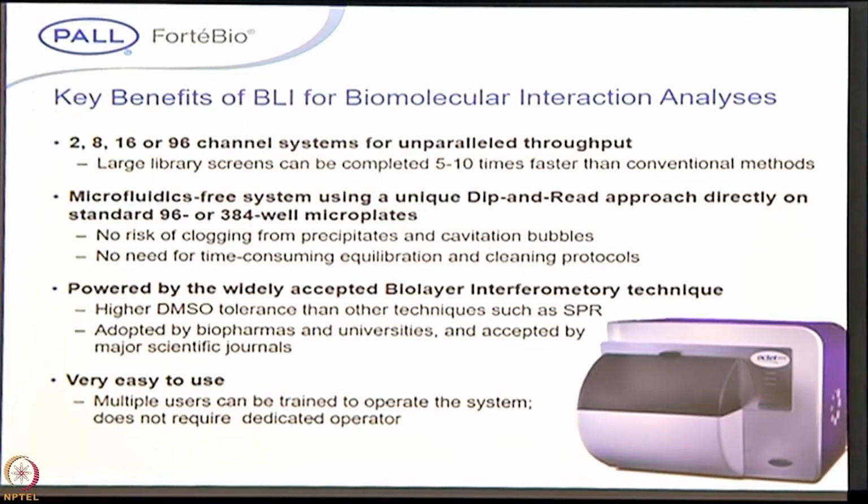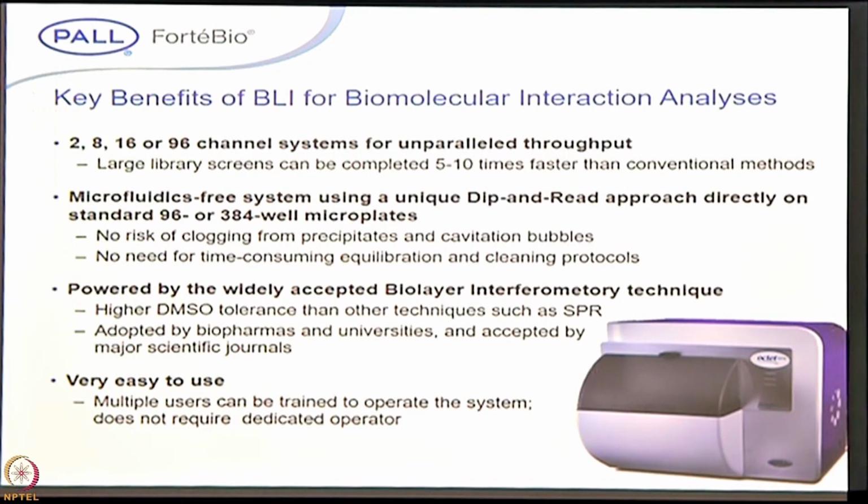The more advantages, as I mentioned: there is no clogging, and it works on dip and read. With high throughput, you can save time and quickly screen experiments. The good thing is that when your samples have DMSO or glycerol, with SPR you can sometimes see bulk effects, because SPR is very sensitive to those changes. But with dip and read, there is no interference from glycerol or DMSO.